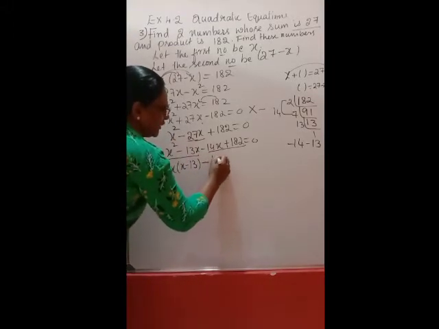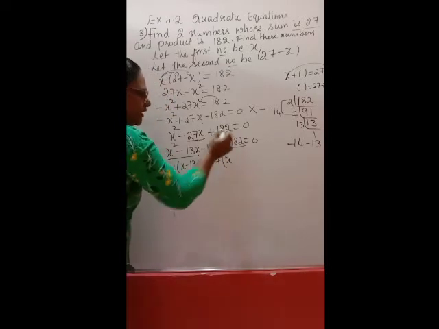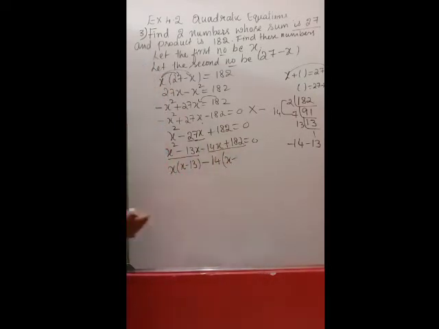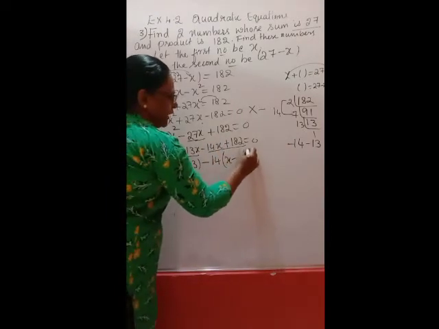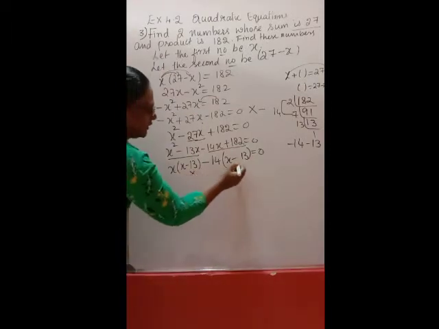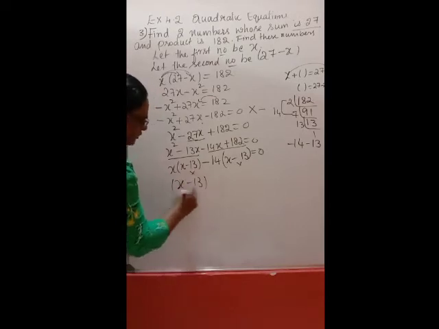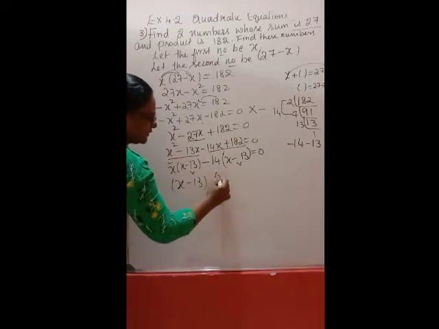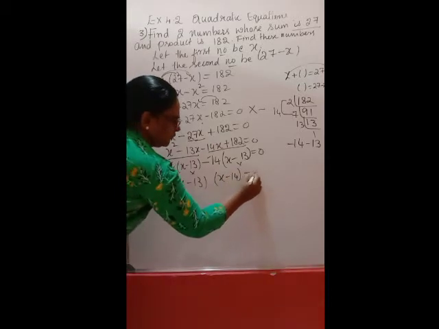Minus 14, I will take as a common factor: x plus, minus into minus is plus, one minus is taken outside, one more minus is remaining. 14 how many times? 13 times, is equal to 0. Now here x minus 13 is common once again. Take it out. Remaining here x, here minus 14, is equal to 0.